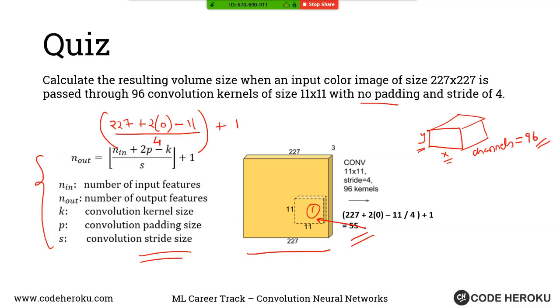So you would get 55 as X and Y, because it's a square matrix that you would get. So 55 times 55 is the resulting height and width of our result. And because we have 96 such filters, you will get a volume like this one, which will be 55 times 55 times 96. Does that make sense? Does that make things clear on what will be the output dimensions? All right, great.